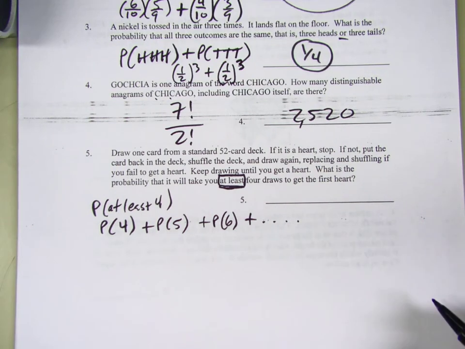But it doesn't end at 52. You only have 52 times. No, because you keep putting it back in the deck. Right. So you can't do it that way. It's not like you leave it out.